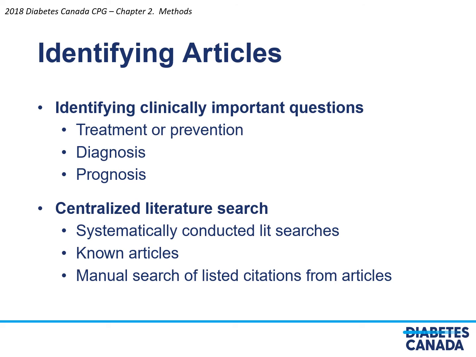In terms of how we identified articles, we started by identifying clinically important questions. Questions regarding treatment, prevention, diagnosis, and prognosis. This also included a centralized literature search where the searches were built by librarians trained in health sciences and evidence-based practice. And we systematically conducted literature searches, which included known articles, multiple databases, as well as manual searches of listed citations from other articles.